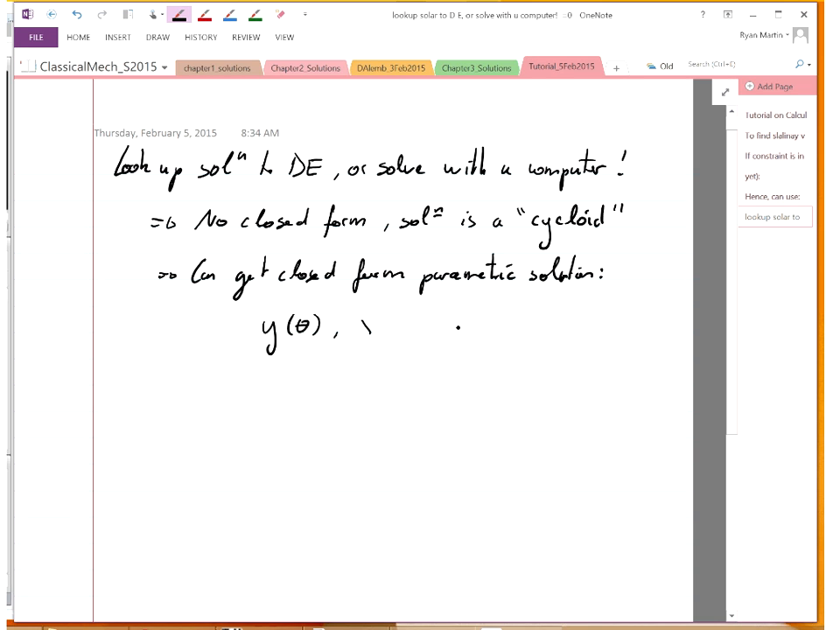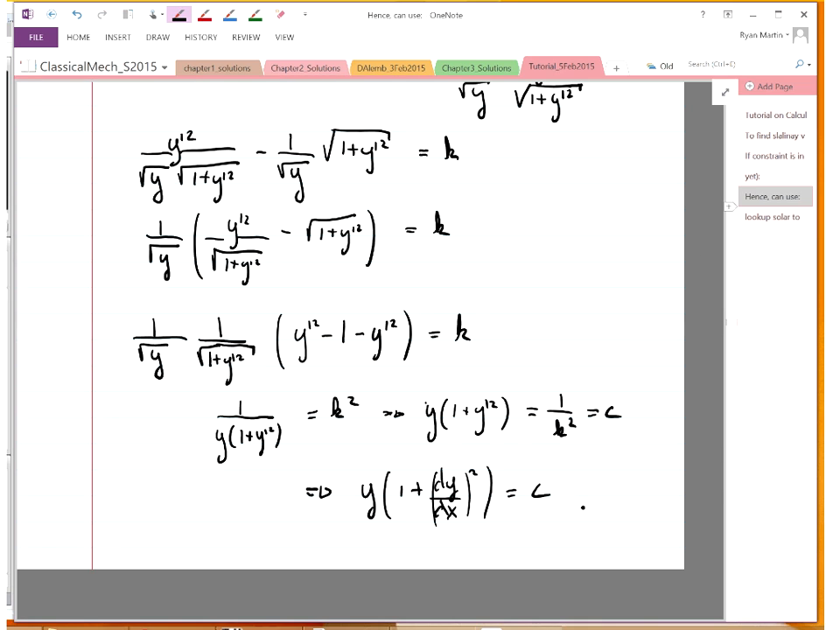So that'll be something like y of theta and x of theta. And theta is the parameter. But that part's really not so interesting. I mean, that's something you can ask a computer or a mathematician to solve. Not so much physics. Okay. So I'm more interested in how you get to the differential equation than anything else.